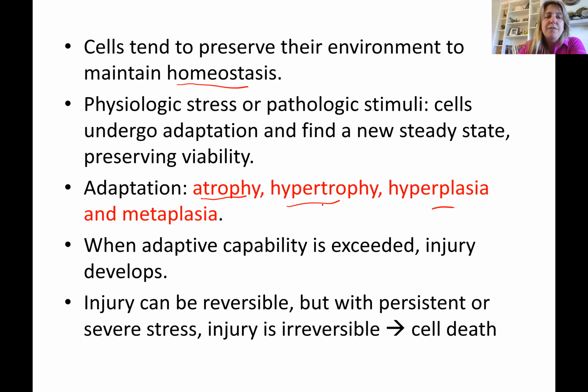And then we have metaplasia, and I'm so sorry, my cat is playing here nonstop. They're kittens.